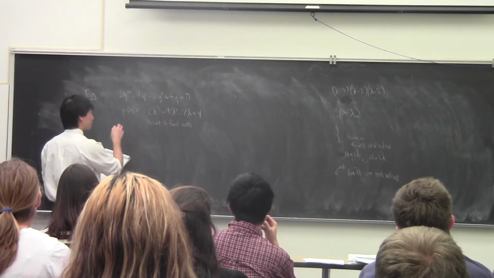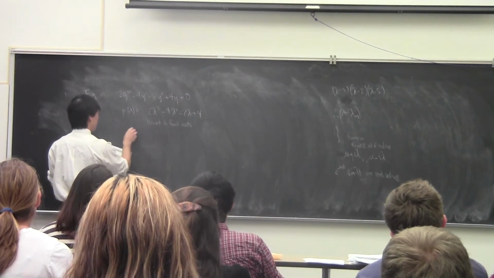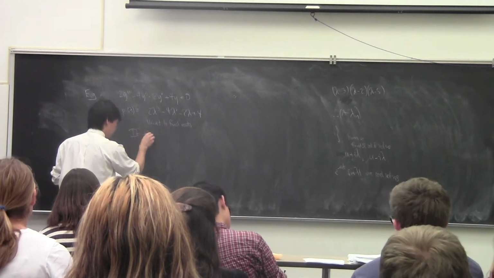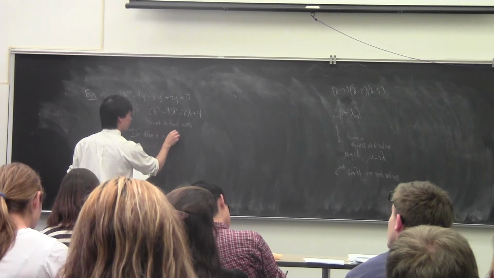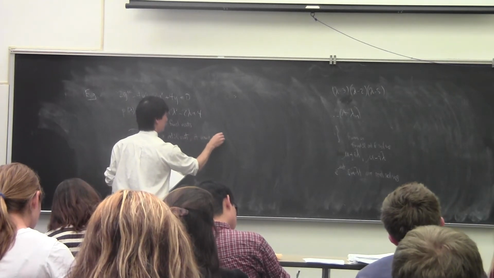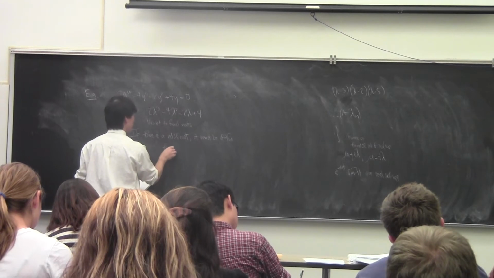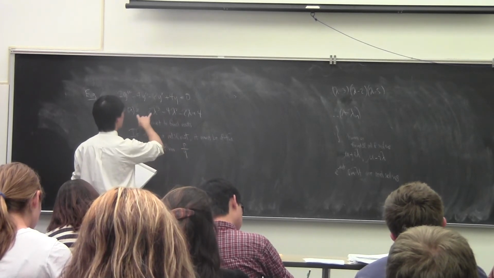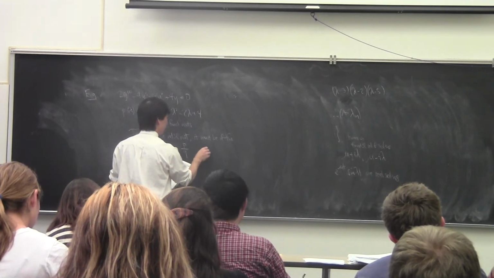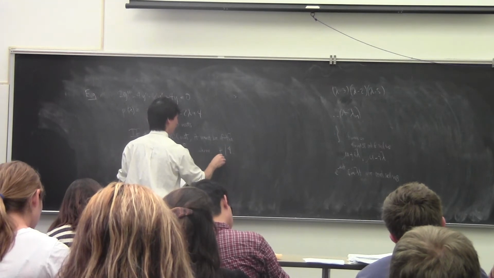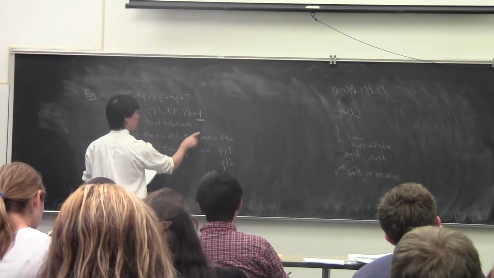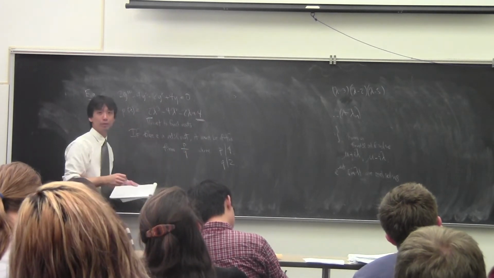Okay. So it turns out that if there is a rational root, it must be of the form p over q. If there is a rational root of this guy, then it must be of the form p over q, where p is a divisor of 4 and q is a divisor of 2. So you look at the divisors of the last coefficient, and you look at the divisors of the first coefficient.